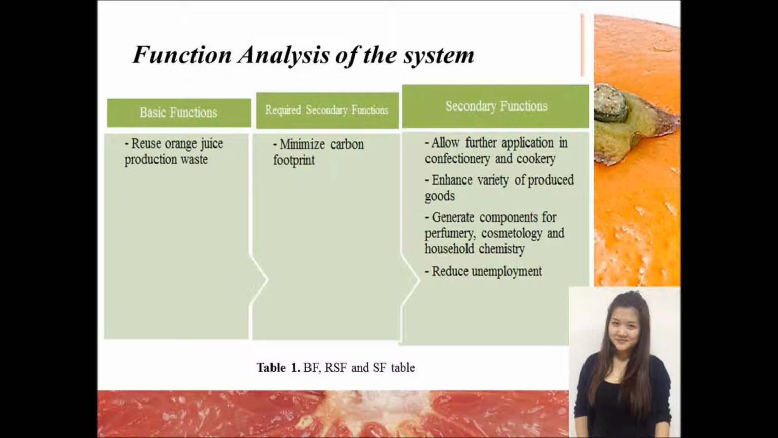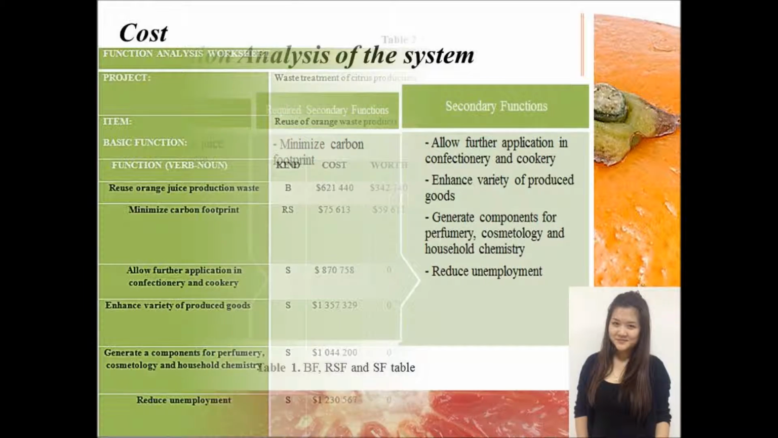So, the function analysis starts with determination of basic, required secondary and secondary functions. As you can see, for the current system, the reuse of orange juice production waste is the basic function. The minimization of carbon footprint is considered as required secondary due to the necessity to follow sustainability rules of the company. Also from this slide, it is possible to observe that 4 secondary functions are demonstrated for the current system. The system allows further application in confectionery and cookery, enhances variety of produced goods, generates components for perfumery, cosmetology and household chemistry, and reduces unemployment due to workers required.